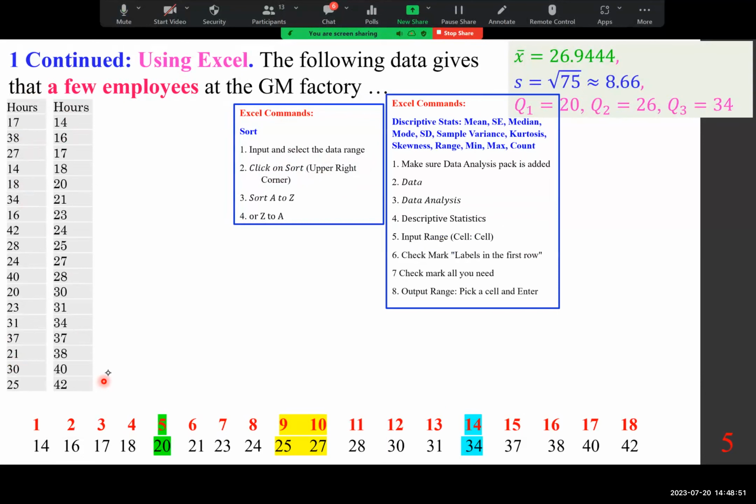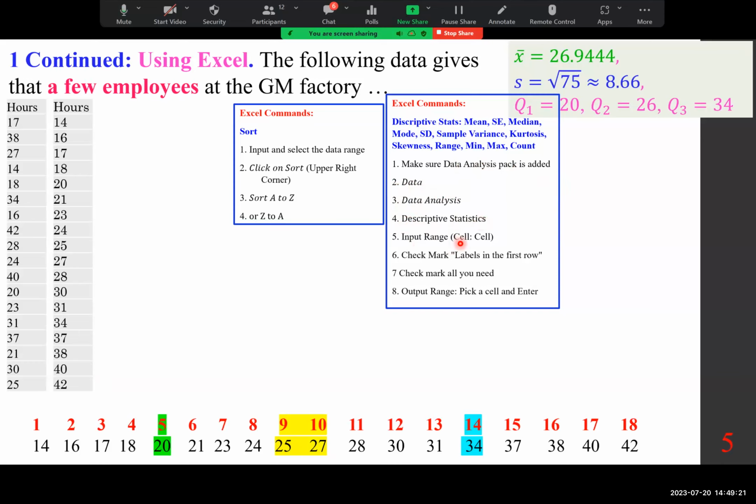Now, we want to get the descriptive stats. Descriptive, we are looking for the mean, median, standard deviation, variance, and there are single commands that will give you that, but you can get all of them in one shot as follows. Make sure the Data Analysis Pack is added. You can look up how to get that. Click on Data in Excel, and then Data Analysis and Descriptive Statistics.